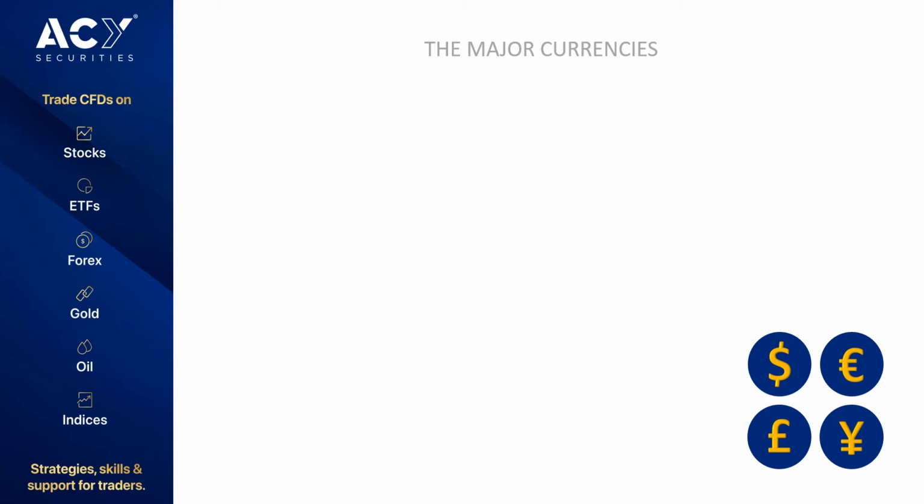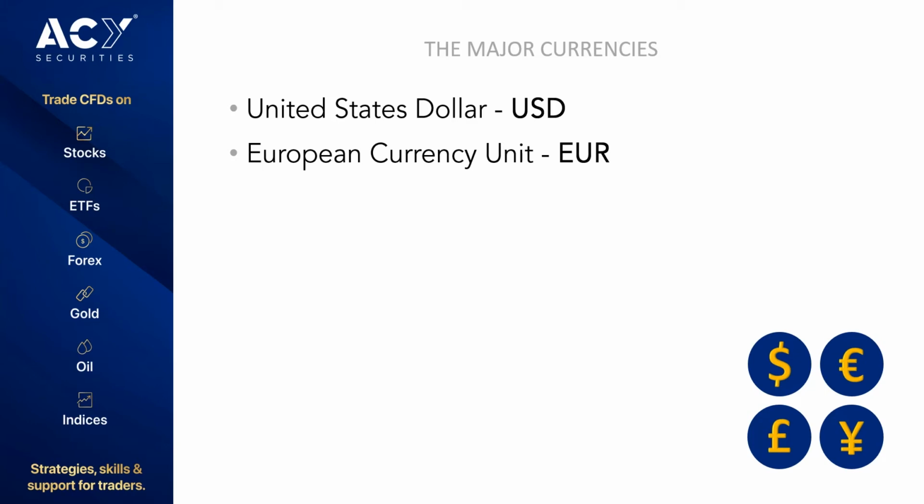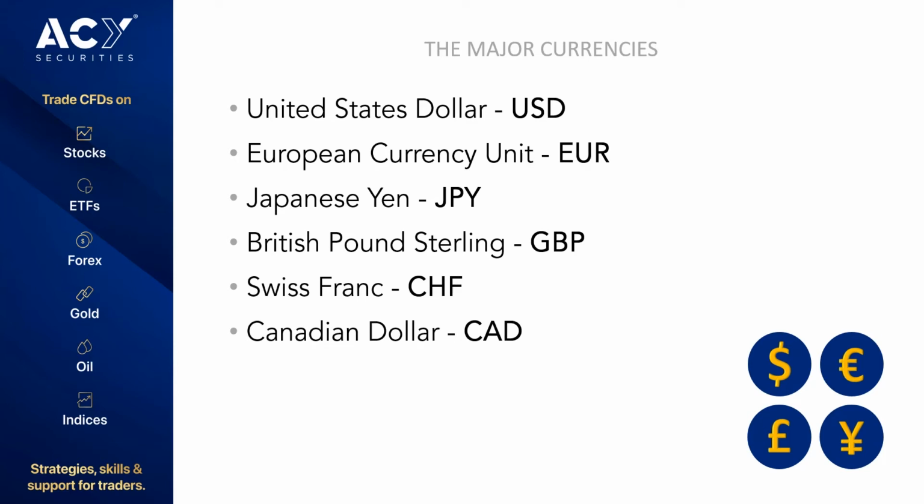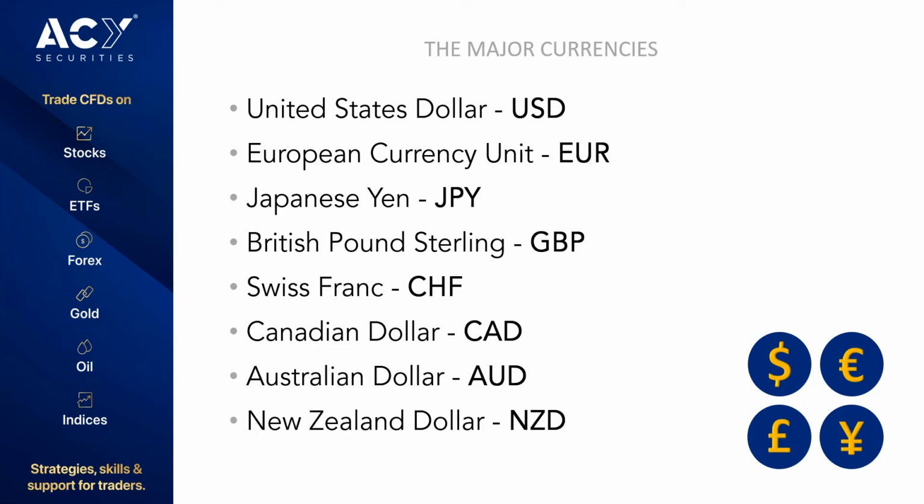Okay, so the first topic that we will cover is the major currencies. Now there are many currencies, but they are not all classed as major currencies. There are 8 major currencies and they are the United States dollar, the European currency unit, Japanese yen, British pound sterling, Swiss franc, Canadian dollar, the Australian dollar, and the New Zealand dollar.